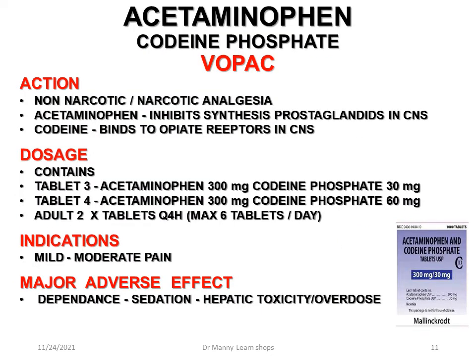Acetaminophen and codeine phosphate. Similar to acetaminophen, but codeine binds to opiate receptors in the central nervous system, so it gives you better, stronger analgesic effects. And again, it's for mild to moderate pain. However, the codeine could cause dependence, sedation, and the acetaminophen, hepatic toxicity in overdose.